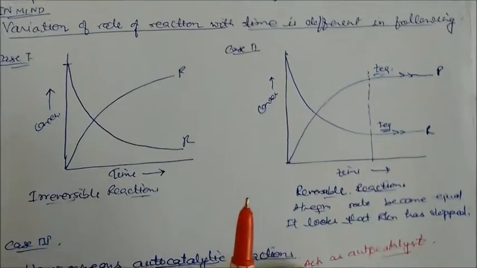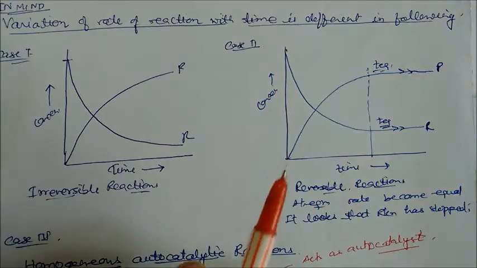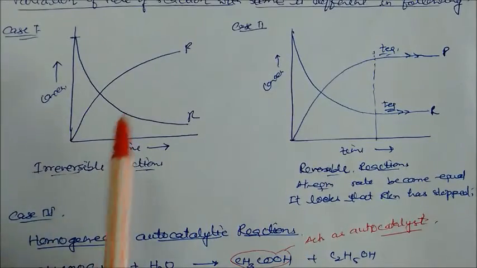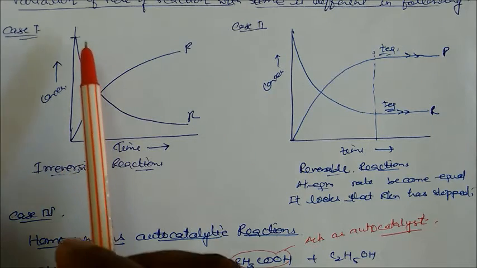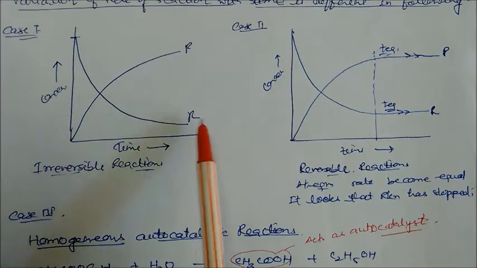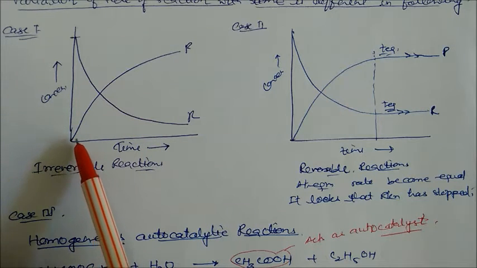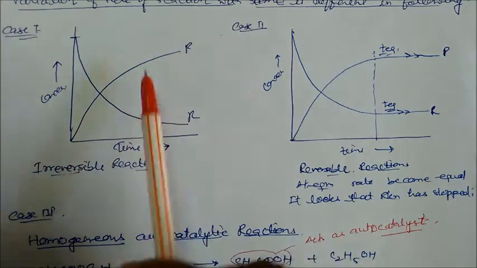There are some other points on how the rate of reaction varies with time in different cases. In the following cases, you can see this is the case of an irreversible reaction, as we have seen. In an irreversible reaction, the concentration of the reactant is decreasing up to infinity. At the same time, in this concentration-time graph, the concentration of the product is increasing. So these two graphs are going exponentially.